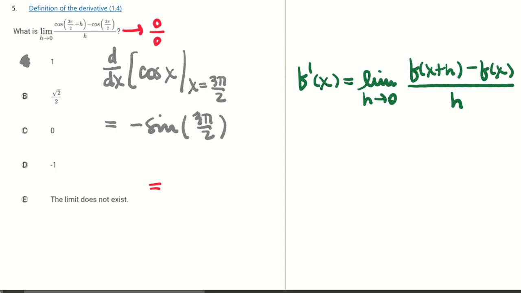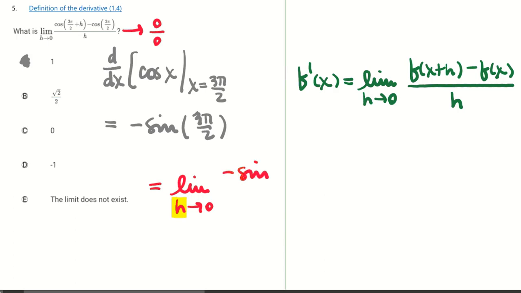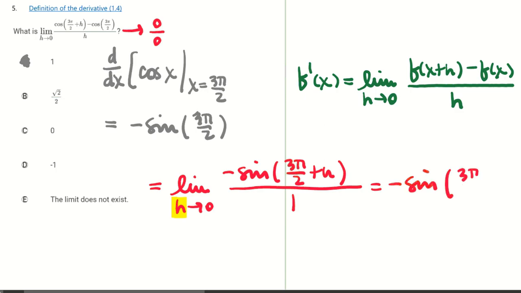So I'm going to use L'Hopital's rule, and I'm going to say that this is equal to the limit as h approaches 0, and I'm going to take the derivative of the top and of the bottom with respect to that variable h. So cosine of 3 pi over 2 plus h, if I take the derivative of that, I'm going to get negative sine of 3 pi over 2 plus h. Cosine of 3 pi over 2, that's a number. The derivative of that number with respect to h is going to be 0. And then the derivative of h with respect to h is going to be 1. As h approaches 0, I am taking, again, negative sine of 3 pi over 2. So either way, I'm going to get negative 1.